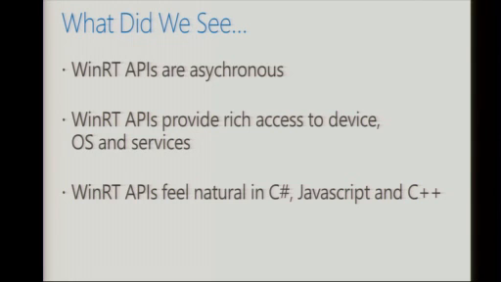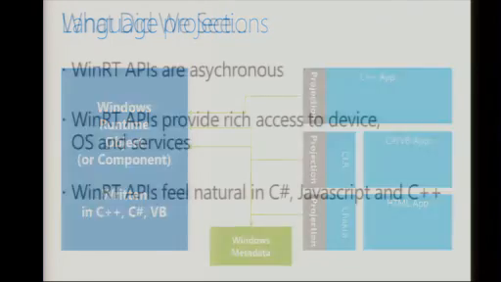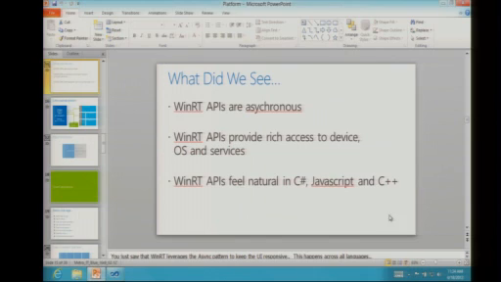So what do we see in this? I talked about this. WinRT is all about being asynchronous. It's very, very important that you build your application in an asynchronous manner. The APIs provide rich access to the device underneath, so you can't really see that in Hello World. And then the APIs feel very natural in whatever language you're writing. This was C++. Oops, that was the wrong part of the slide. Let me just go back up a couple.